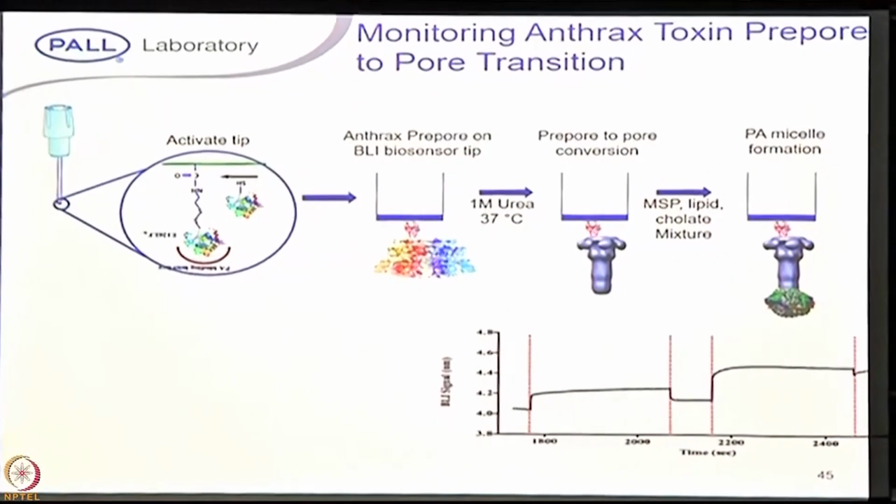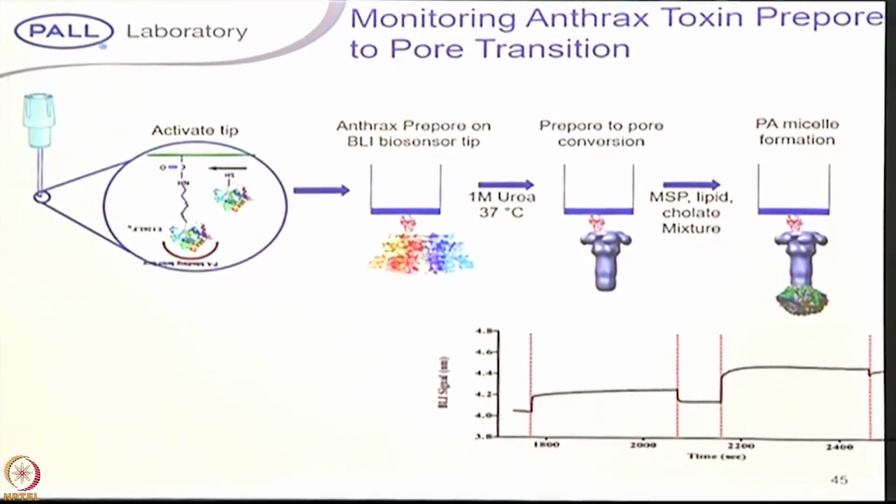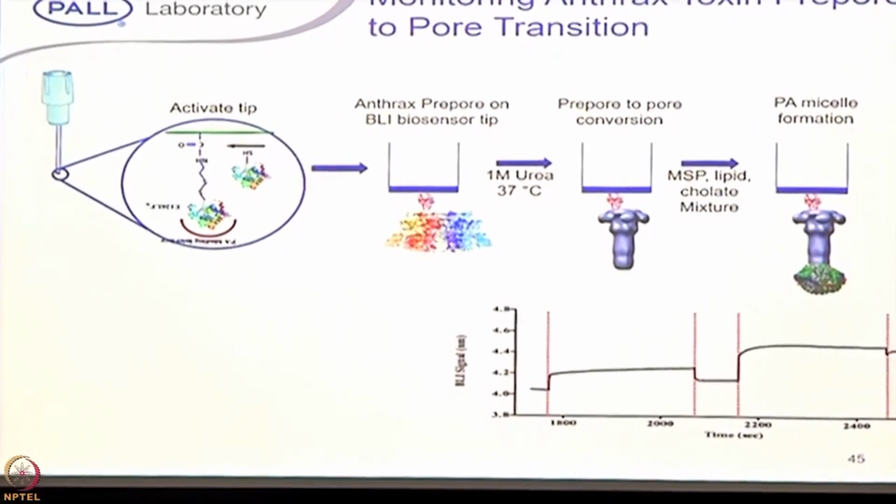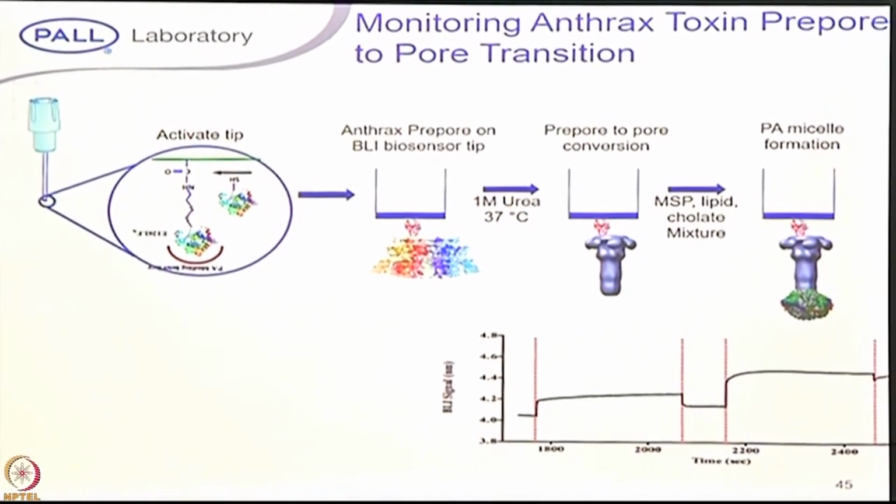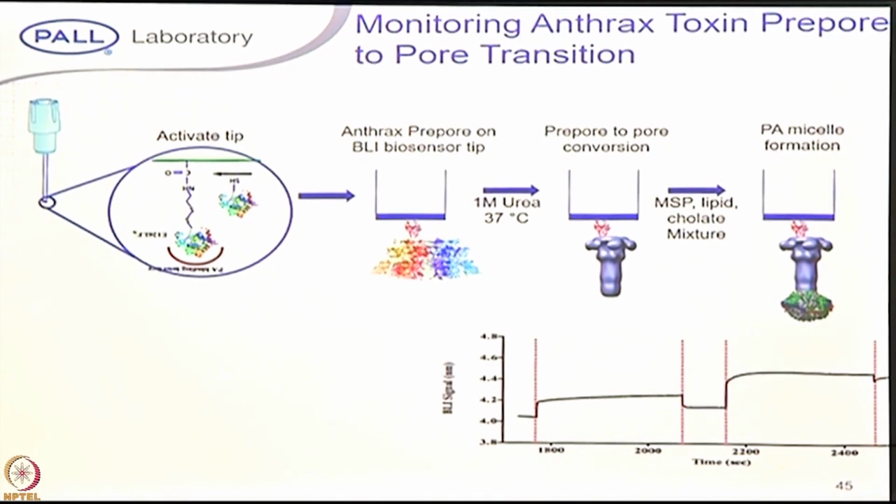Here, one example I am showing is the anthrax toxin prepore. In this example, they activated the tip and immobilized the protein of interest, the anthrax prepore, and then processed it with 1 molar urea at 37 degrees. The prepore to pore conversion happens, and when they dip it into the lipid cholate mixtures, you can see micelle formation between the pore and the lipid.